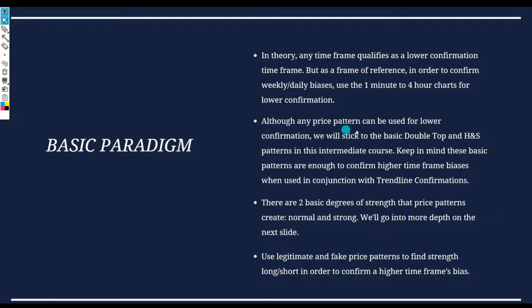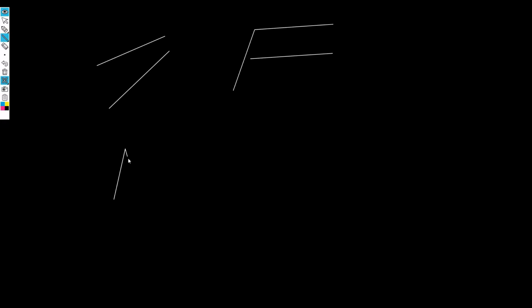Although any price pattern can be used for lower confirmation, we'll stick to the basic double top and H&S patterns in this intermediate course. Keep in mind, these basic patterns are enough to confirm higher time frame biases when used in conjunction with trendline confirmations. There are truly many price patterns, for example a wedge pattern, a flag pattern, and so on. However, in this intermediate course, I'll be explaining 2 price patterns: the double top and double bottom, and the long and short H&S.